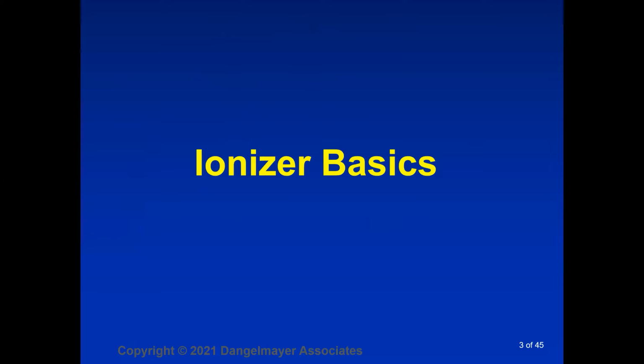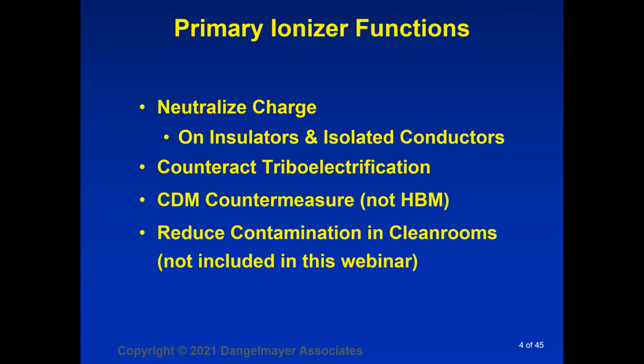So right on to ionizer basics. Primary ionizer functions are to basically neutralize charge. That's why we're using an ionizer. We're particularly looking at the insulators and isolated conductors because there's no way to remove charge from these items with grounding. If you could ground the isolated conductor, it wouldn't be isolated anymore. But if you ground an insulator, nothing really happens.